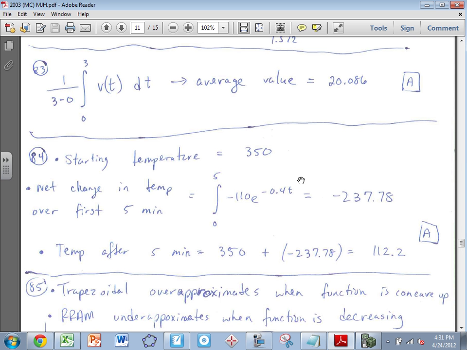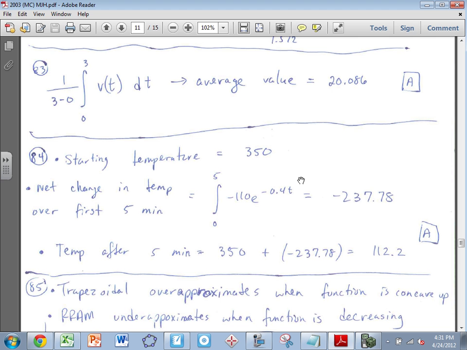There is no integral of position. There would never be a problem with that. No, I said if they ask you for the average position, you could technically do the integral of velocity to get position, then do 1 over b minus a of the integral of position. You can get a number, but there's no term for it. Gotcha. All right, so you end up getting 20.086, choice A.